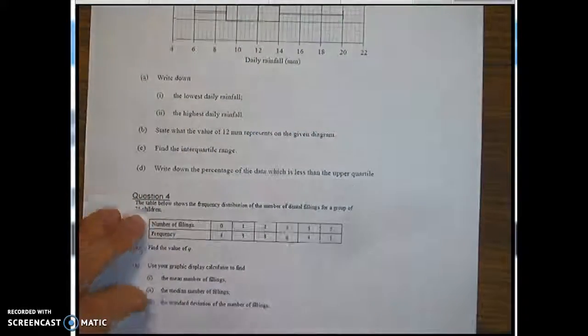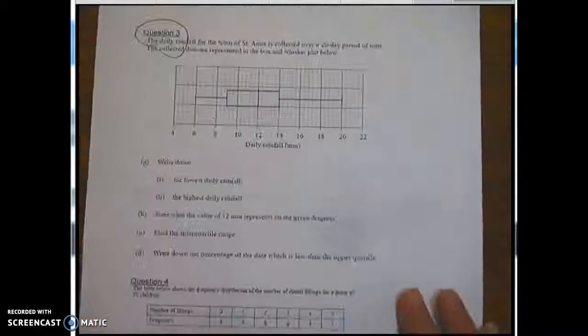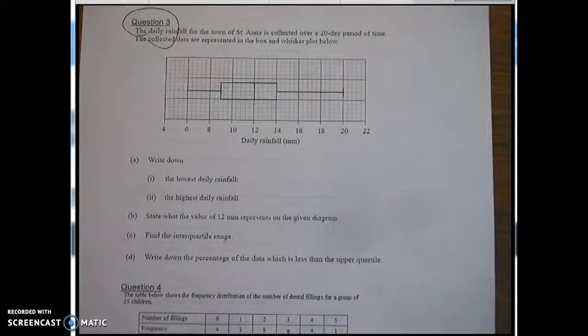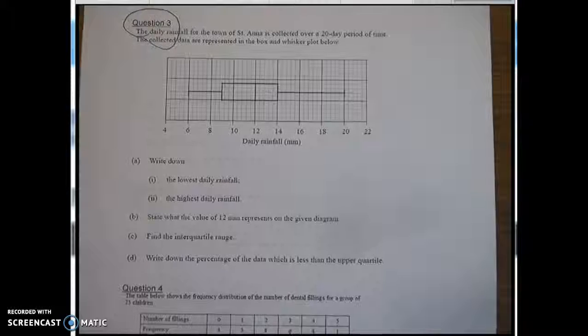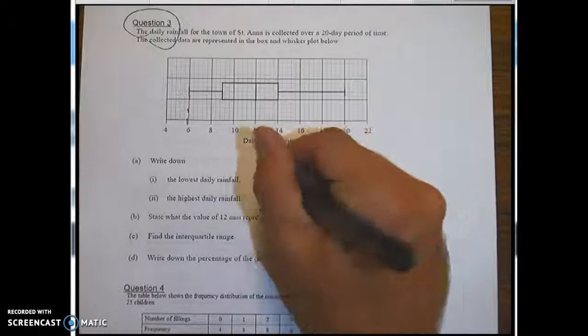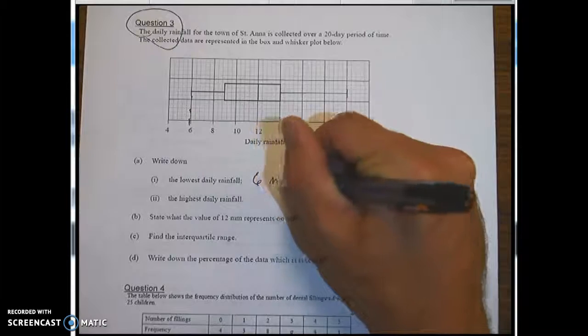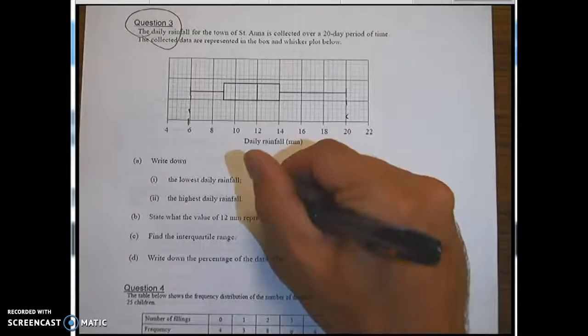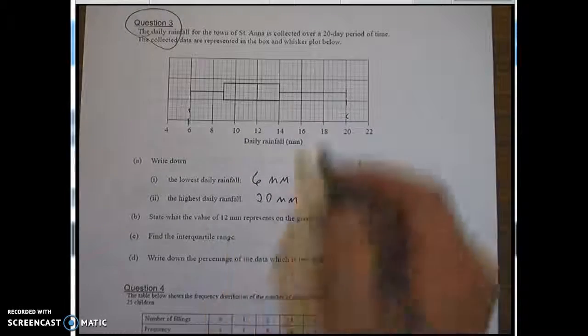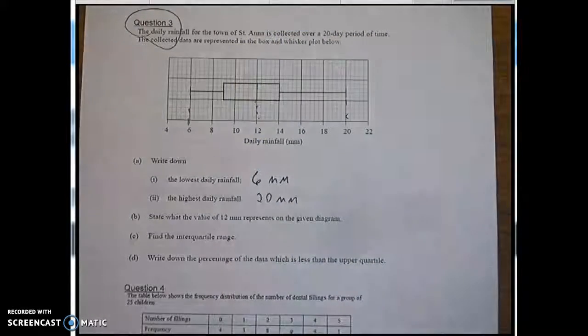Let's talk about another box and whisker plot here. This one is the daily rainfall for the town of St. Anna collected over a 20-day period of time. The collected data are represented in the box and whisker plot below. So we're supposed to write down the lowest, which is 6 millimeters, the highest, which is 20 millimeters, and state what the value of 12 millimeters represents on the given diagram.